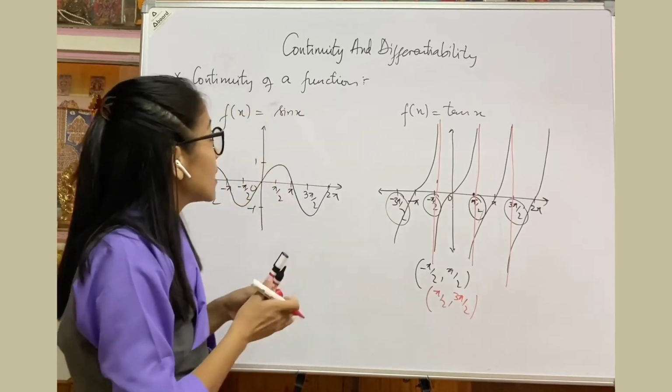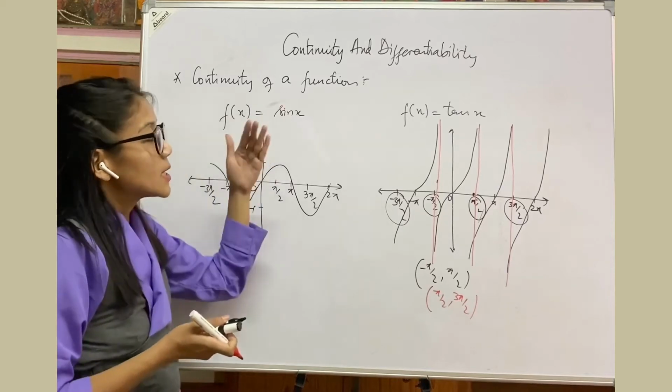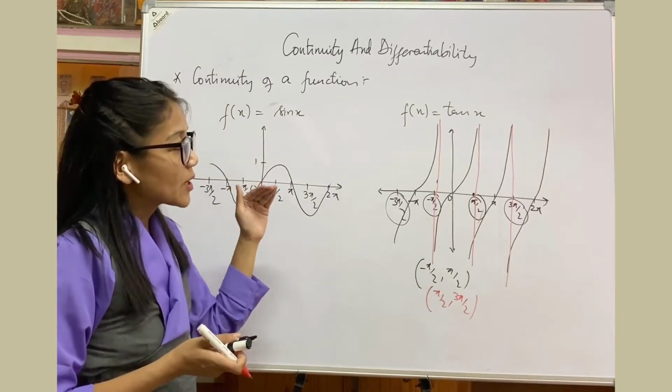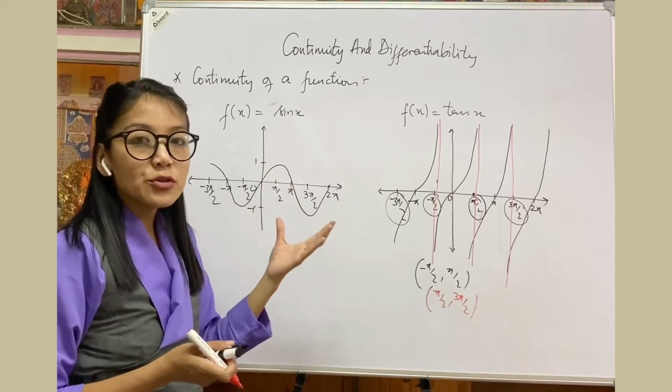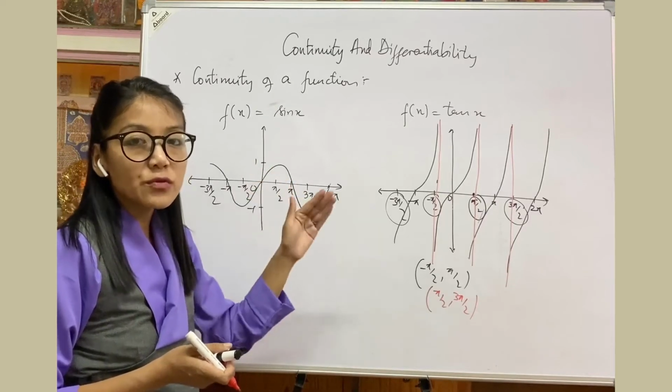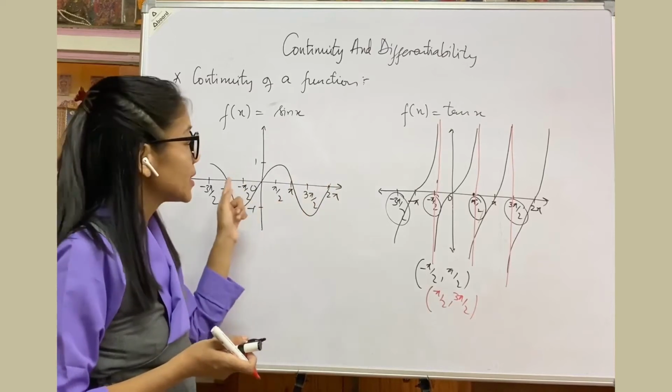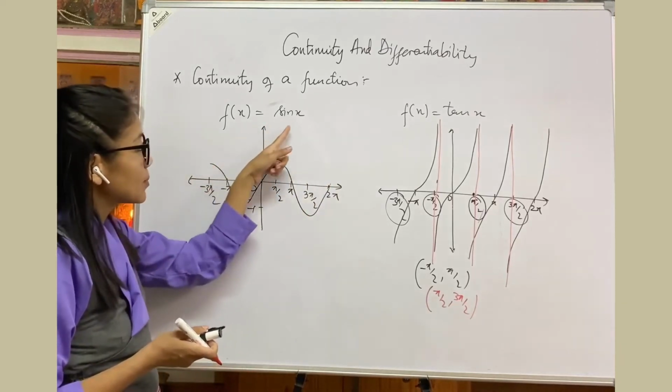Okay, so the continuity of a function means we are looking at the function's graph. If a function is continuous, then the graph of the function will never be broken at any point. Like you can take the example of sine x.